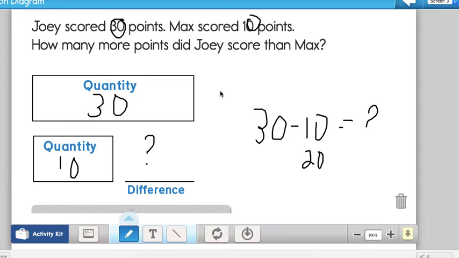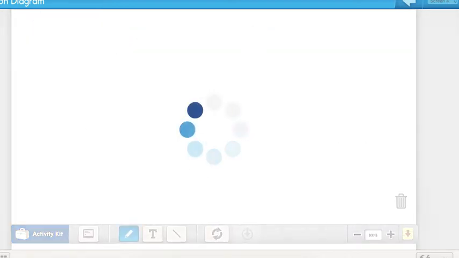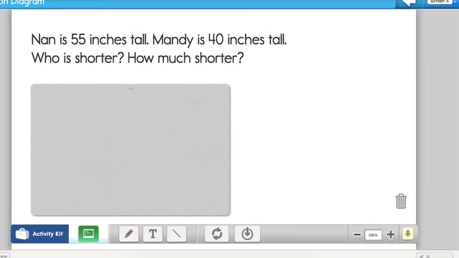So I'm working on comparing numbers by looking at what's the amount between them. What is the difference? What would it take to get from one to the next? And that's what subtraction is. How many steps to the next one? How many leaps do I have to take? What's the difference? Let's take a look at another one.